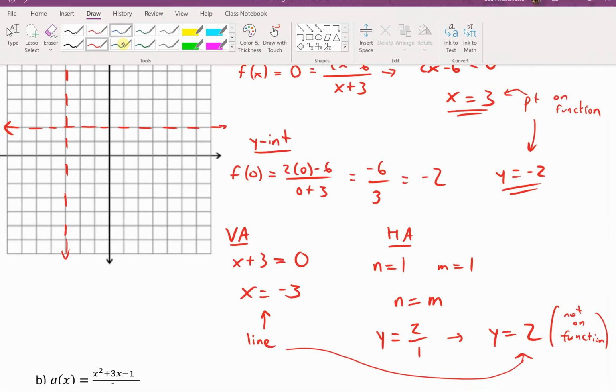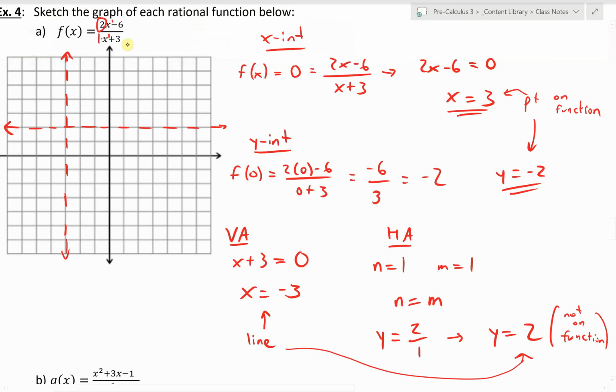Now we want to draw the intercepts, and I'm going to switch to a different color because I'll draw the actual function, the actual curve, in blue. These are actual points on the graph, our x and y intercept. So x equals 3 is the x-intercept. So at x equals 3, I have a point on the graph. The y-intercept is y equals -2. So at y equals -2, I have a point on the graph.